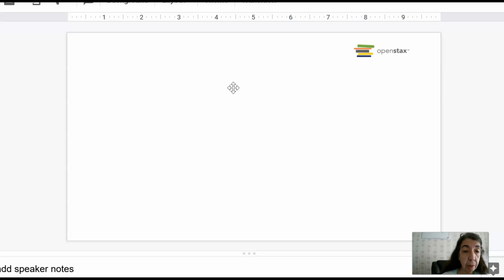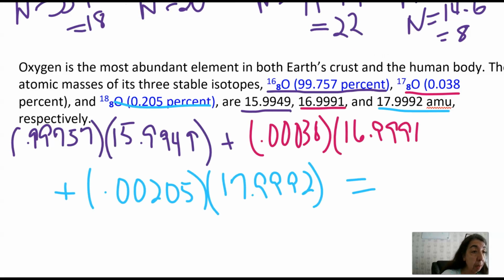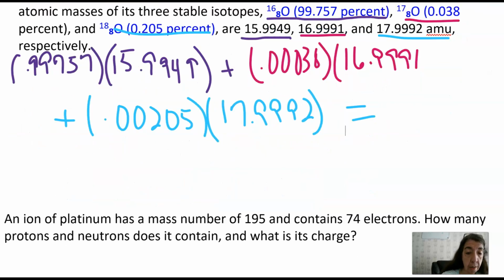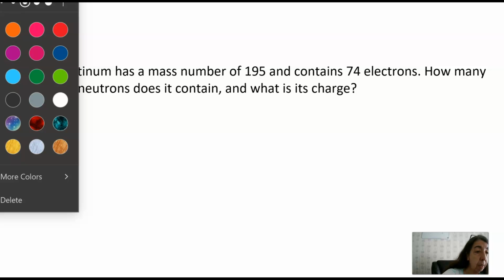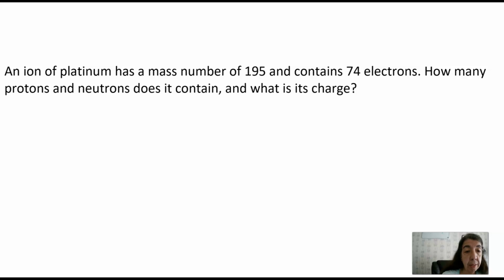And you can also go and look at calculating once again the numbers of electrons, protons, and neutrons in something that is charged. So in this case, we have a charged ion. Try another different color. So this is platinum. Platinum has a mass number of 195 and contains 74 electrons. How many protons, neutrons does it contain, and what is its charge? So normally you think electrons and protons are always the same, but not if it's charged.